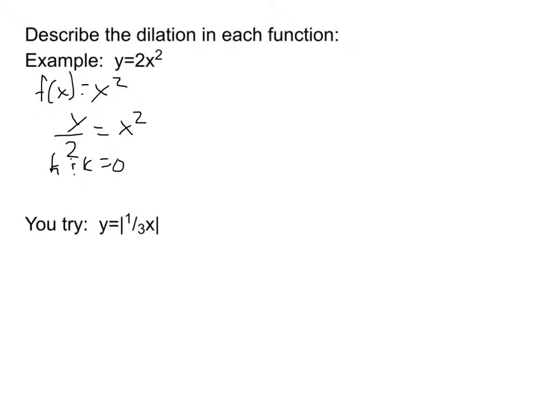That tells me that h and k are equal to 0. It hasn't shifted at all. There's no addition or subtraction here, so they're equal to 0. The a value, there's nothing with x, so a is equal to 1 and b is equal to 2. So this will take the x squared function and stretch it vertically by a factor of 2.